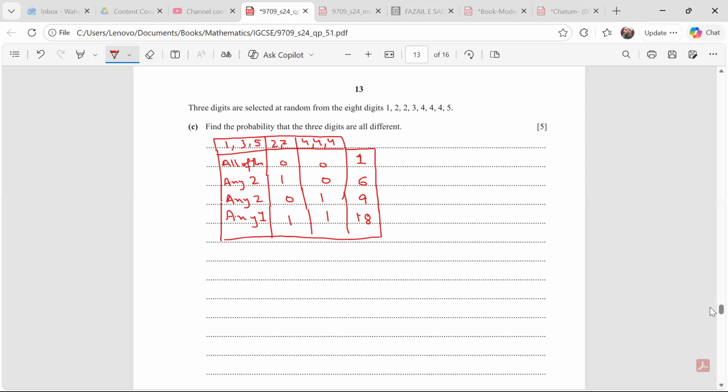So if I add them all together, 9 plus 1 is 10, and this is 24, so this is going to be 34. So there are only 34 different ways in which I will get all different numbers.